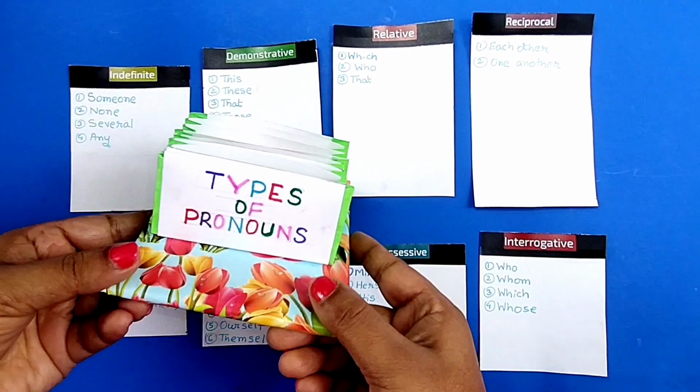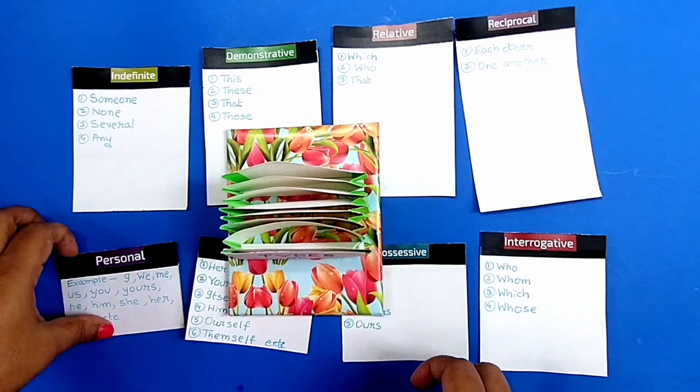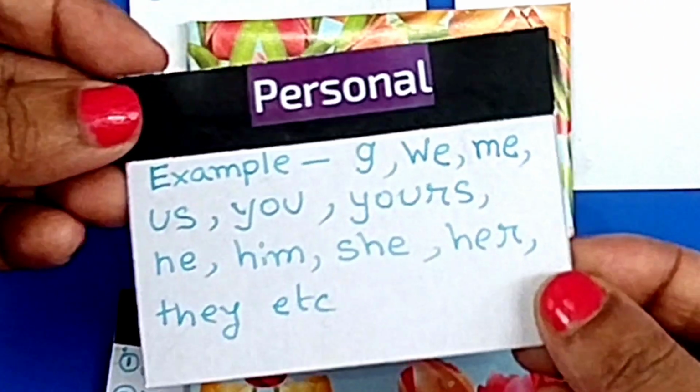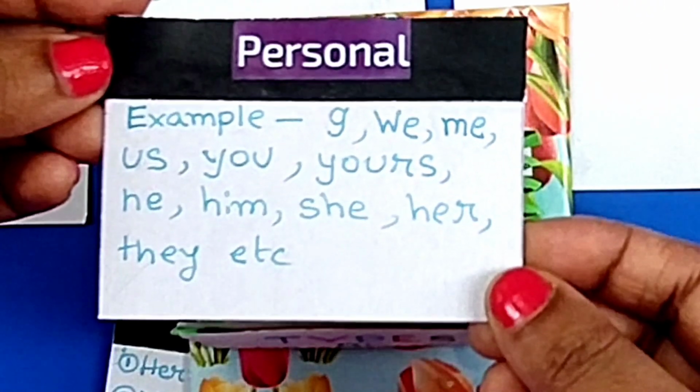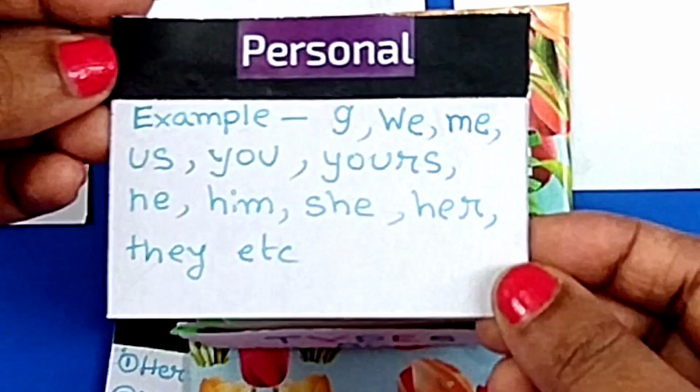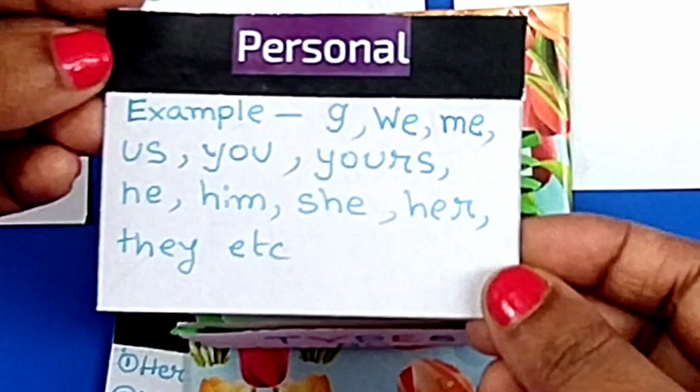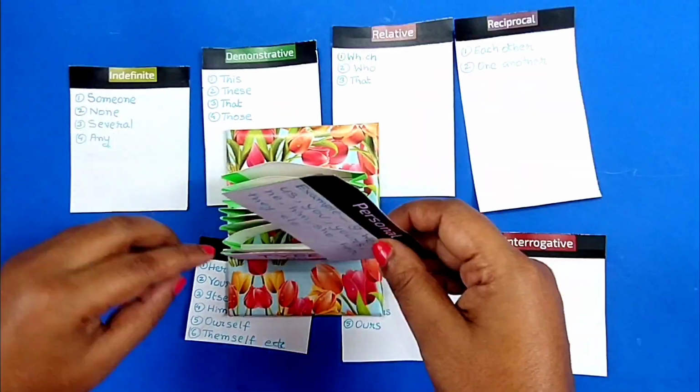Types of pronouns. There are 8 types of pronoun. Number 1, personal pronoun. Example: I, we, me, us, you, yours, he, him, she, her, they, etc.